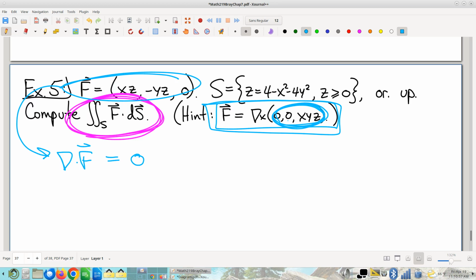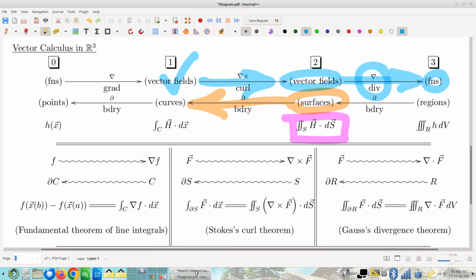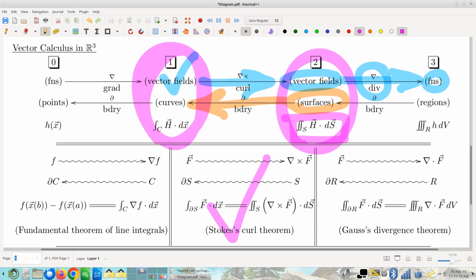This vector field (0, 0, xyz), its curl is F. Namely, this is the anti-curl of F. So you could, on this question, take the given flux by way of Stokes' curl theorem. You can rewrite that as this line integral. The anti-curl is given. The curve is something you can infer just by looking at your surface and thinking about its boundary. That's a perfectly reasonable, good way to solve this problem.